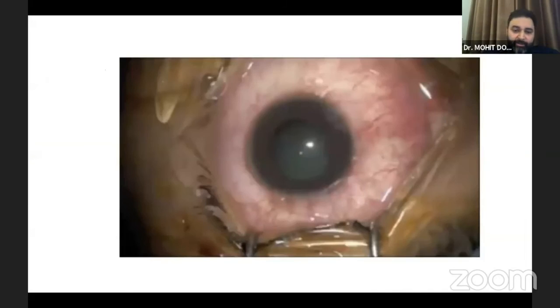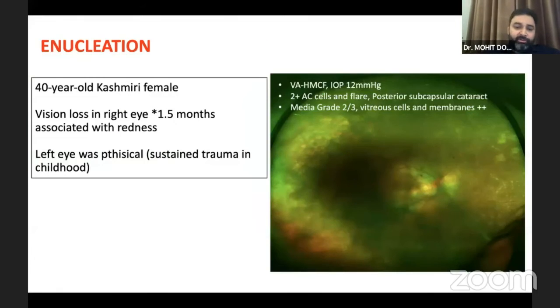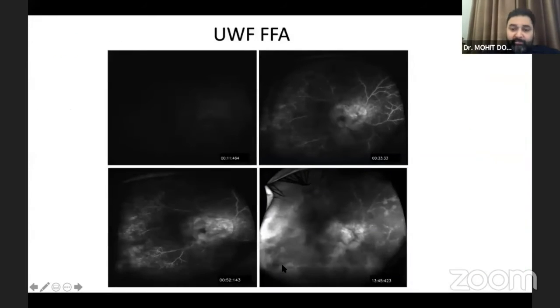You can have other things in which your biopsy might be needed. A diagnostic enucleation, I'm just going to skip that for want of time. A diagnostic enucleation might be needed in atypical cases of sympathetic ophthalmia, like this one-eyed lady in which it looked nothing like sympathetic ophthalmia.